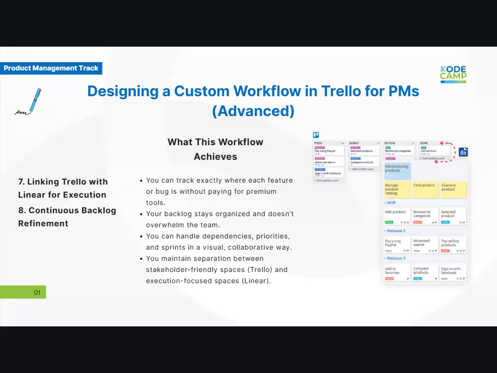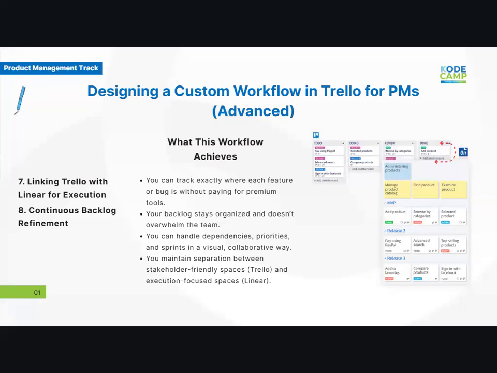And then we have continuous backlog refinement. In Trello, this means reviewing labels for accuracy, removing stale or irrelevant cards, splitting overly large cards into smaller deliverables, and so on. Now, this is something you should schedule every 2 weeks so your board stays lean and useful.